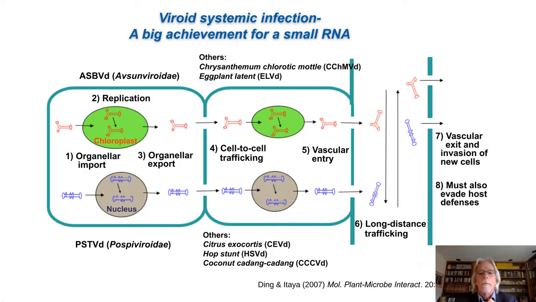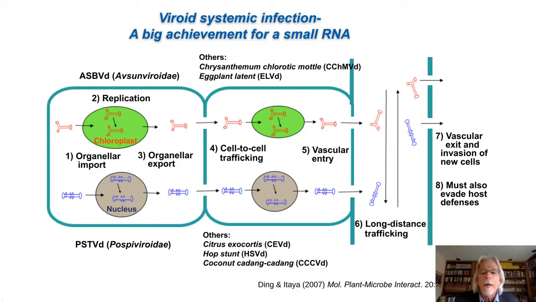Now, viroids have to do a lot of things, as viruses do, and they accomplish all this simply using RNA sequence and RNA structure, a really remarkable thing. They have a lot in common. Once they get into the cell, they need to find the appropriate organelle. In the case of some, the chloroplast. In the case of PSTVd, the nucleus. They replicate within the organelle. They are then exported from that organelle and go to adjacent cells.